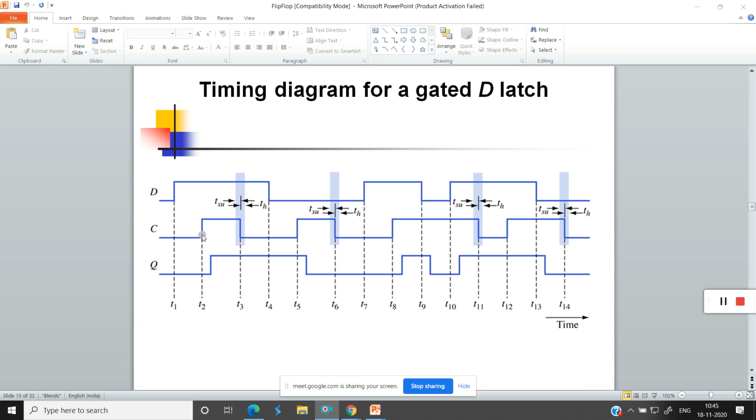Now check. Whenever the clock signal is 1 and D is 1, the output is 1. It will retain that until the clock signal becomes 1 again.